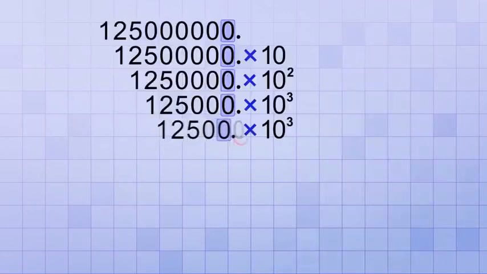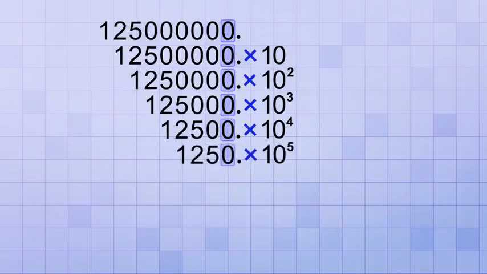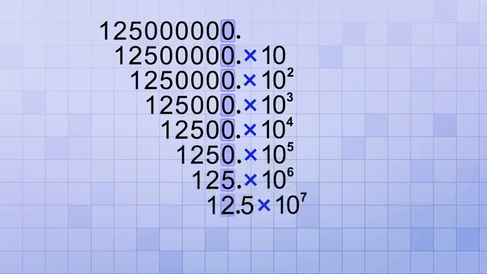We'll shift the decimal point again and multiply by 10 again. But this time, instead of writing another times 10, we can just increase the exponent by 1, since there would be a total of 4 tens being multiplied together. Let's keep going with this process of shifting the decimal point to the left and multiplying by 10 for each number place we shift.